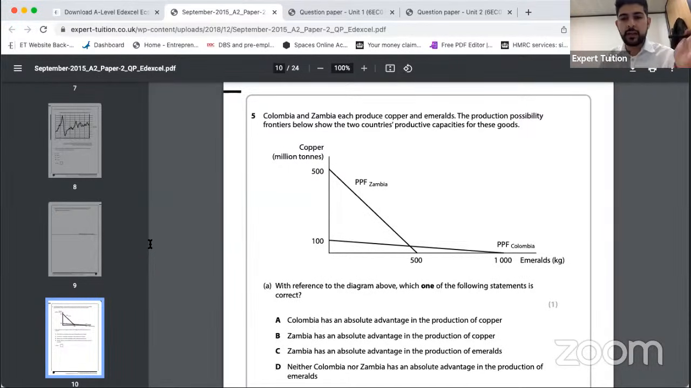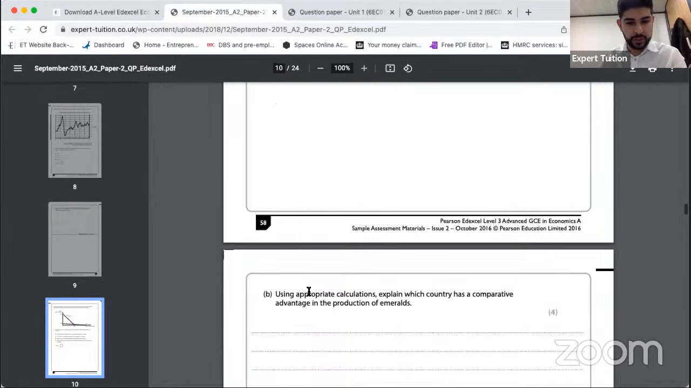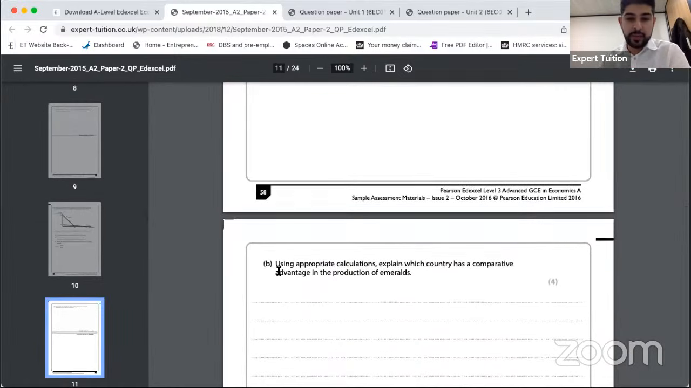Now, A is too easy. I'm not bothered to do that. You guys can do that by yourself later. The question I actually wanted to do was this. It says, using appropriate calculations, explain which country has a comparative advantage in the production of emeralds. Okay, so remember, because I want to calculate the opportunity cost of doing emeralds, we need to ensure that emeralds are going to be on the left-hand side of our equation, and therefore copper will be on the right-hand side of our equation.